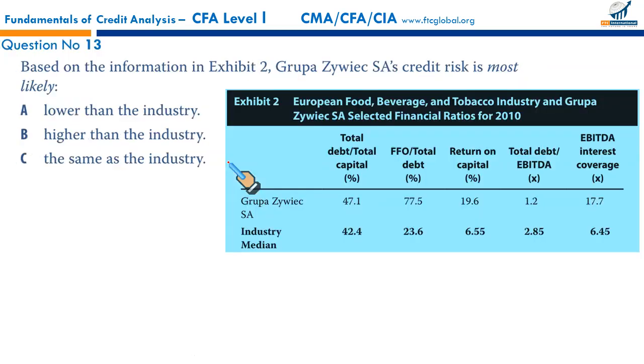Moving on. Based on the information in Exhibit 2, Group A credit risk is most likely. So we have been given the industry median versus the Group A data. Total debt to total capital, well, this is not good. Industry median is better than Group A. Then funds from operations to total debt. This number is much better for Group A. Return on capital much better than the industry median. Total debt to EBITDA, earnings before interest, tax, depreciation and amortization. This is even better.